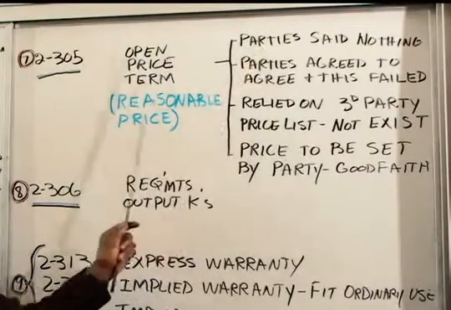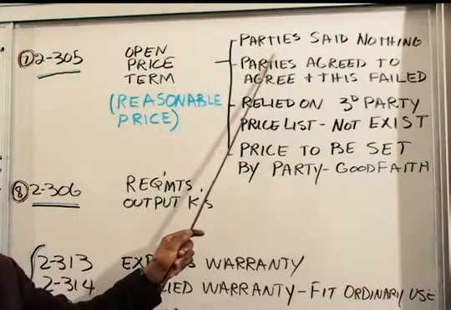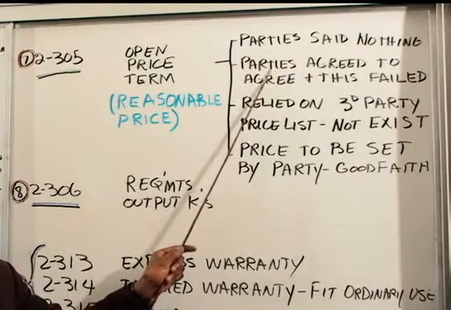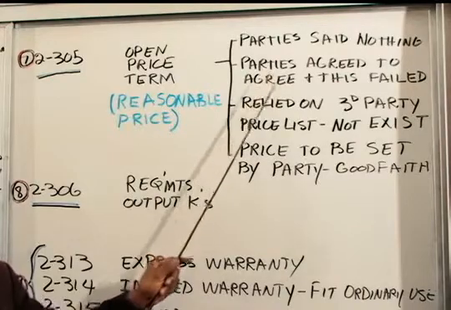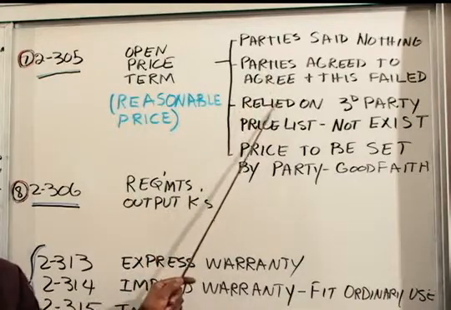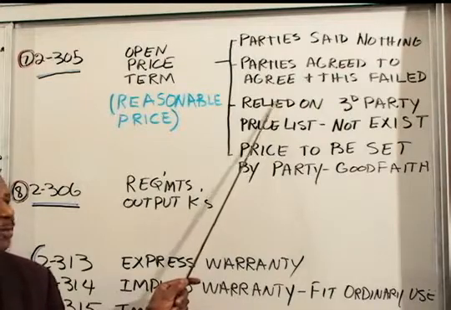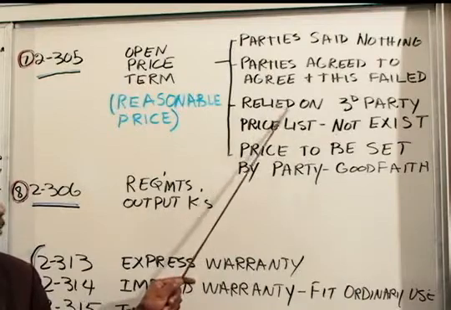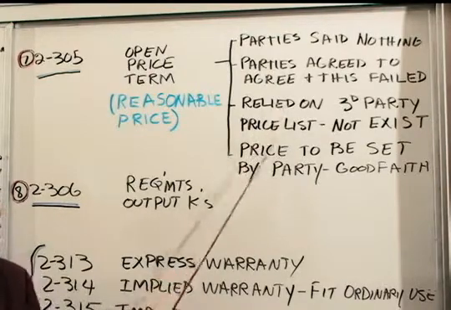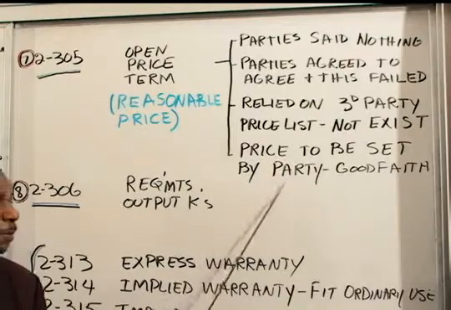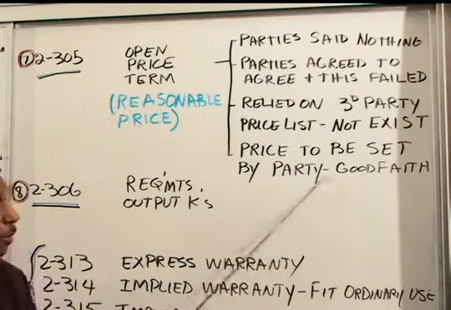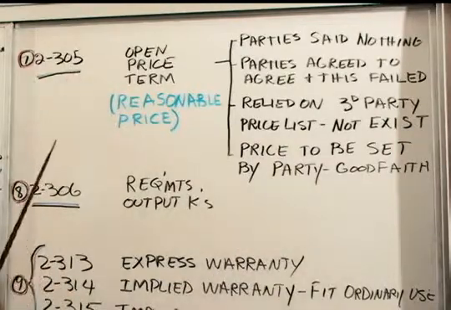This is from the code, 2-305, where the parties have said nothing about the price. Reasonable price applies. Where the parties agreed to agree and it failed because they couldn't agree. Reasonable price applies. Where the parties relied on some third-party publication, a price list or some other third-party publication, and the third-party publication doesn't exist anymore, reasonable price will apply. Where the price is to be set by one of the parties, that party has to set it in good faith, not just any old price they want. So that's what 2-305 says.